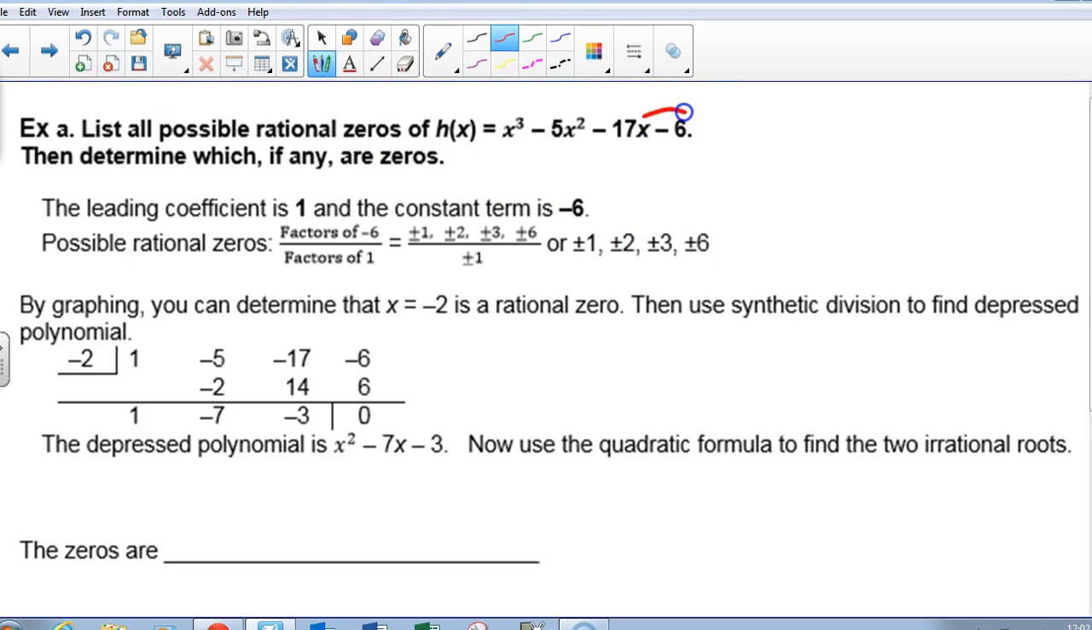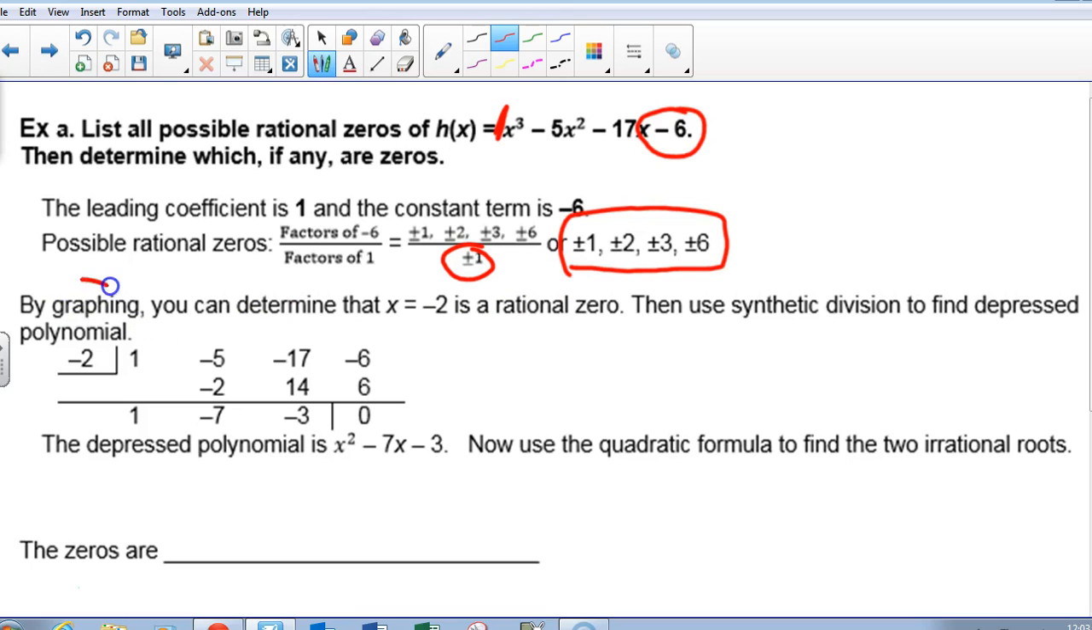What are the factors of -6? 1, 2, 3, and 6, right? That's it. And it's plus or minus all of those. The denominator is factors of the leading coefficient, which is just 1. So it doesn't change anything. So there are 2, 4, 6, 8 numbers there that we could try by synthetic division or by plugging them in to the actual function to see if we get a 0.